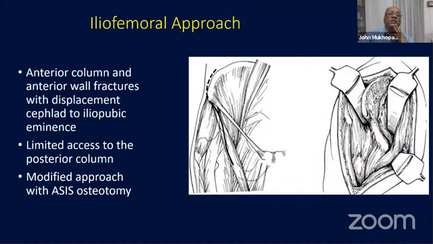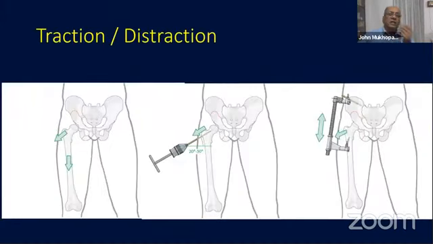Okay, so these are the basic approaches, and you have to use one of these approaches or a combination for your fixation of these fractures. Now, especially for these anterior column posterior hemitransverse fractures, this lateral traction with a Schanz screw into the trochanteric region is a very useful device.